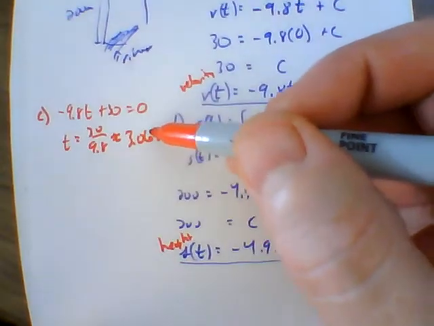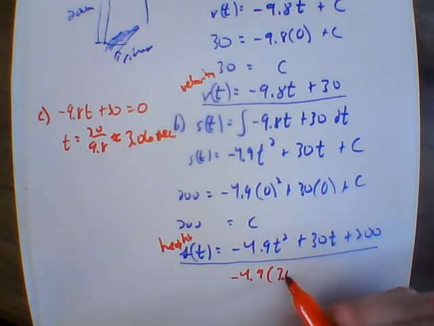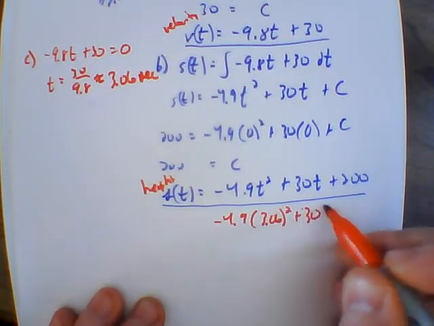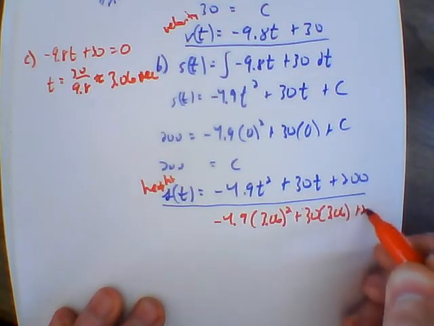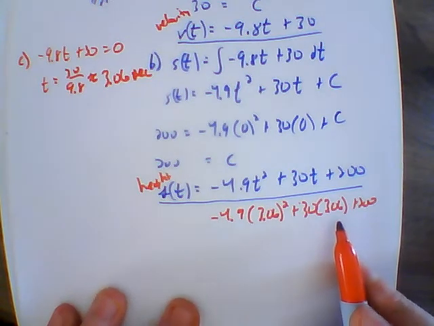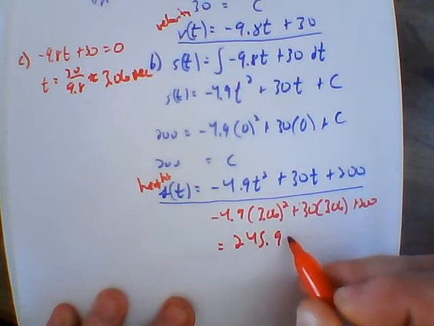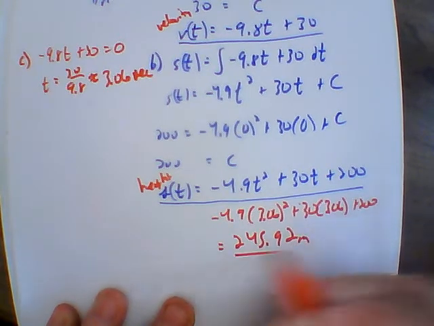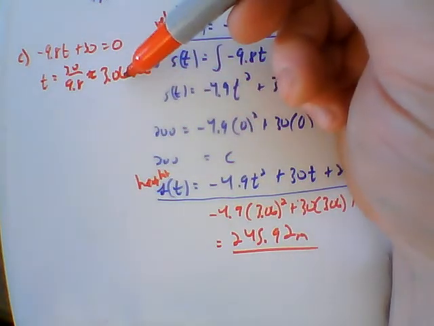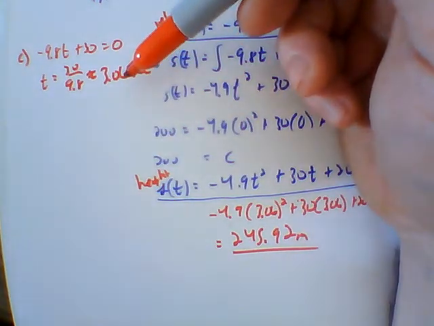So then what we do is we come down here and we state, well, if we have negative 4.9 times 3.06 squared plus 30 times 3.06 plus 200, we put all this into our calculator, we type it out, and then we see that this equals 245.92 meters. So once again, we have our height and the time at which it happens. That's kind of relating back to what our past was.